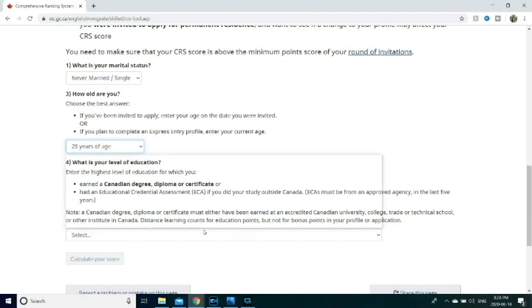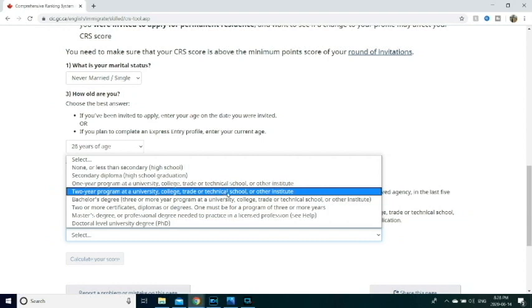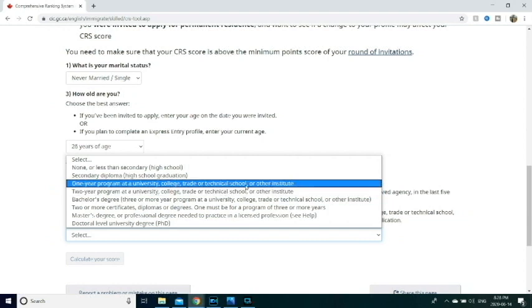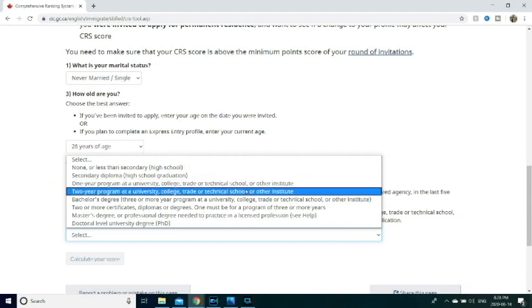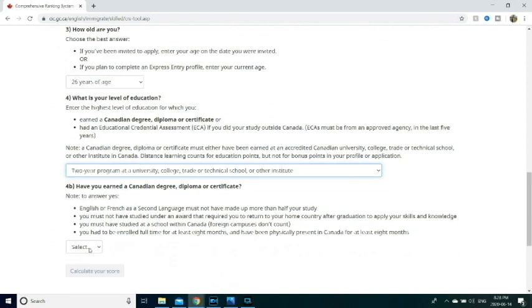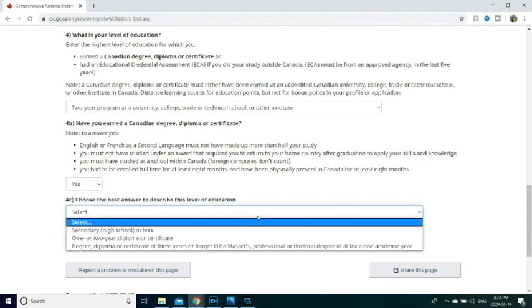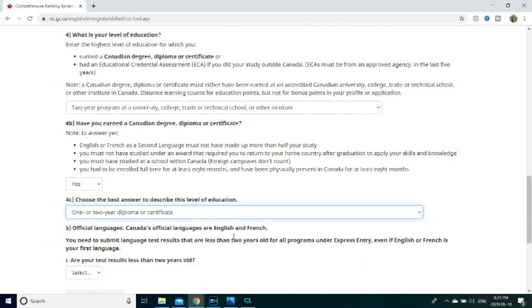Okay. What is your level of education? We are putting 2 or more diplomas. One must be a program of 3 or more years, or a 2-year program at university or technical institute. Okay, so 1 year program, 2 year program. This is gonna be a 2 year program at university college straight. Okay, so 2 year PG diploma. Have you earned a Canadian degree? Yes. Choose the best level of education, so it will be a 2 year diploma.